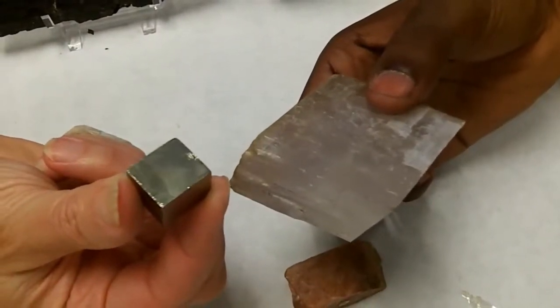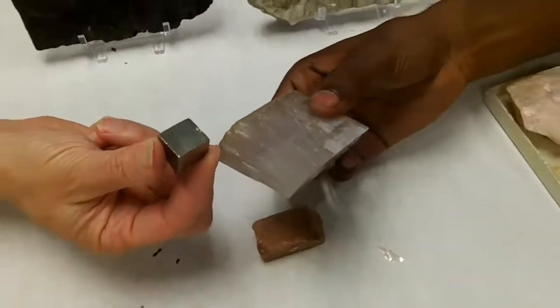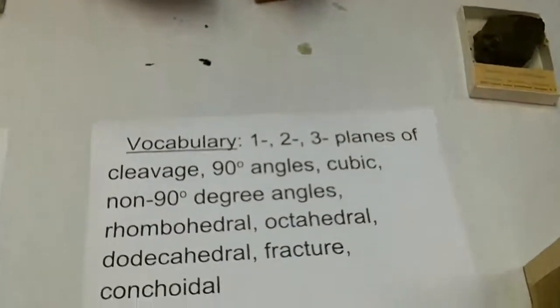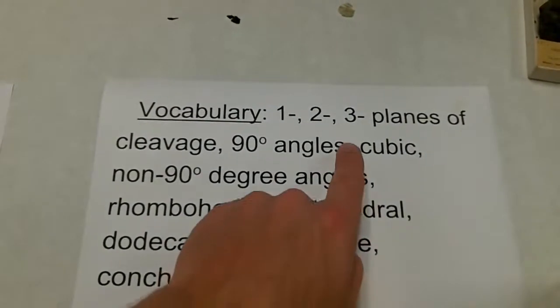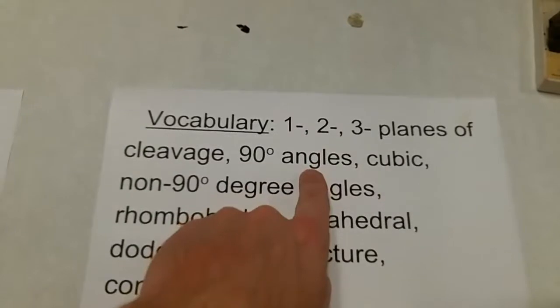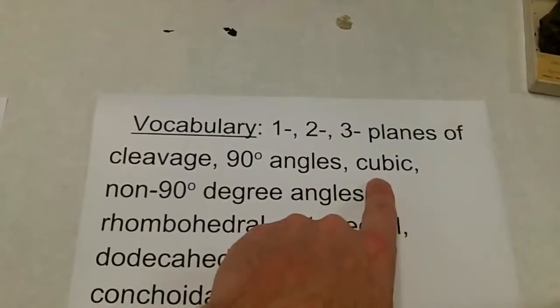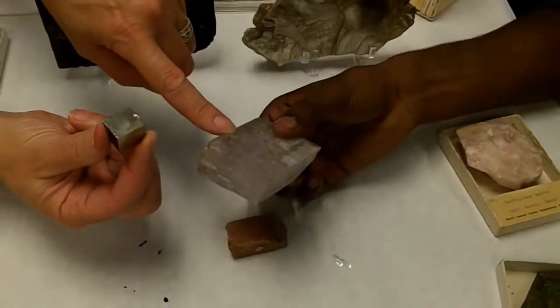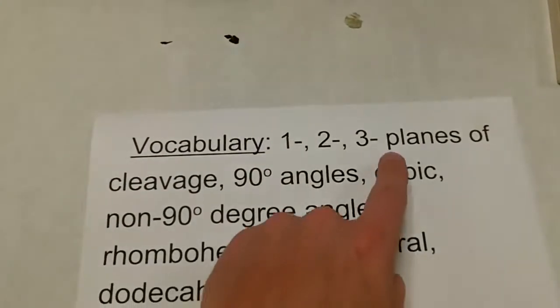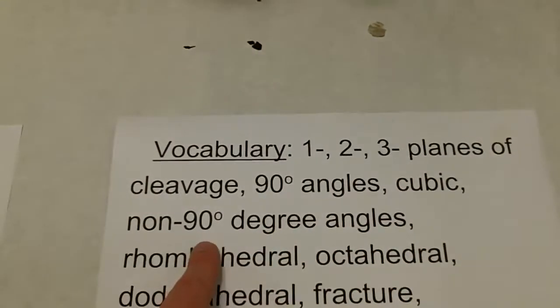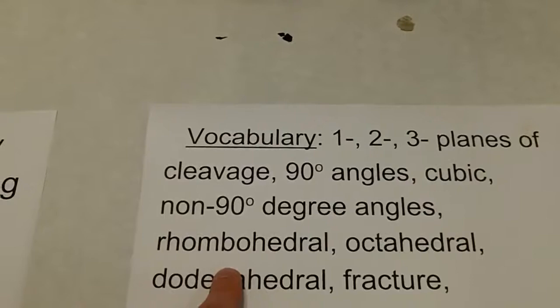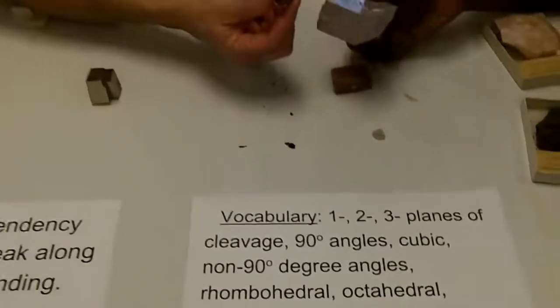No. But does it still have three directions of cleavage? Yeah. Okay, so we have three directions of cleavage in cubic, or three directions of cleavage at right angles or at 90 degrees. And on this one, we have three directions of cleavage not at 90 degrees. And this is actually called rhombohedral. But still three directions of cleavage.